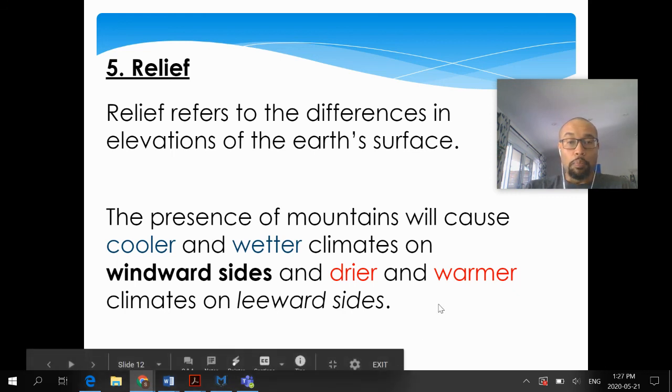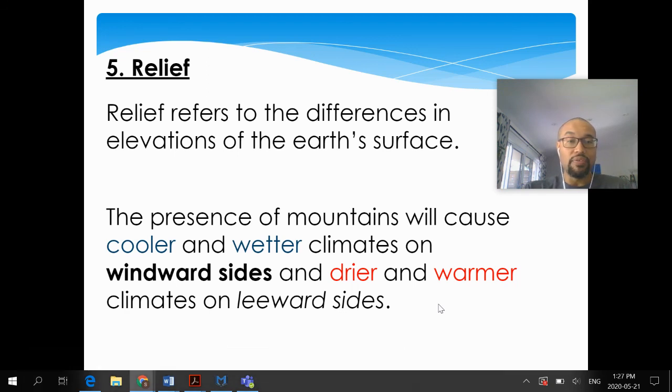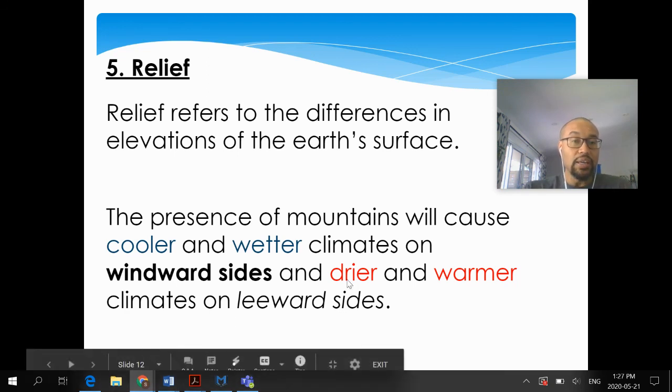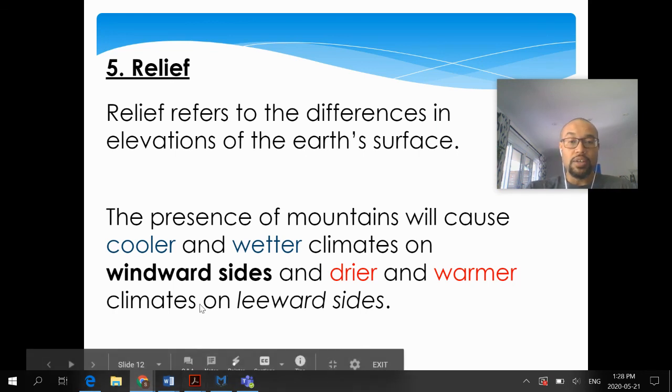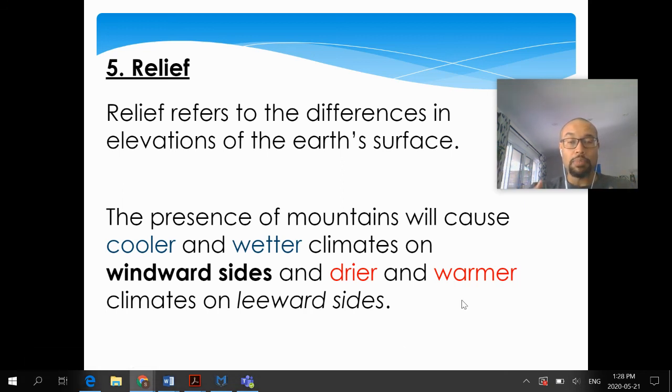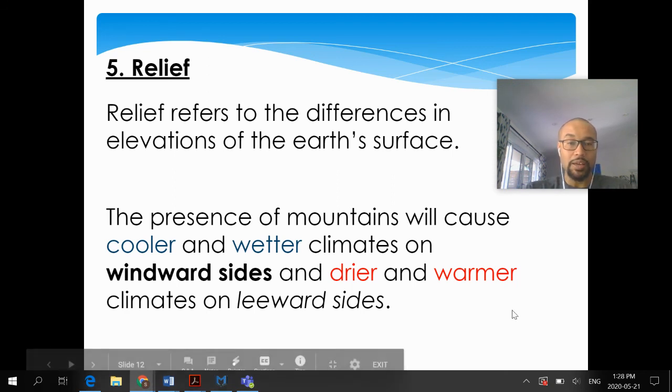So what usually will happen, particularly if you look at places like the west coast of Canada, you're going to get often cooler, wetter climates on the windward side. So that's the side from which the wind is coming. And those air masses will have to climb over top. And then on that leeward side, which is the opposite side, you're going to get much drier conditions because those air masses will have lost all of that moisture. So they've dropped all the moisture on the windward side, and they'll have lost it by the time they get to that leeward side.